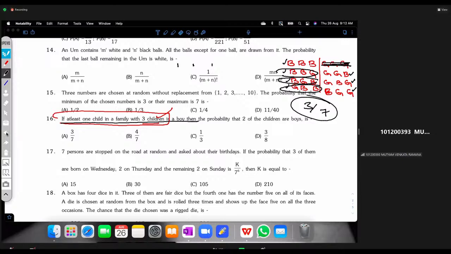14th question, the last remaining ball is white. So I'm keeping that one first. I'm selecting that one and keeping it aside. So that is m by m plus n.